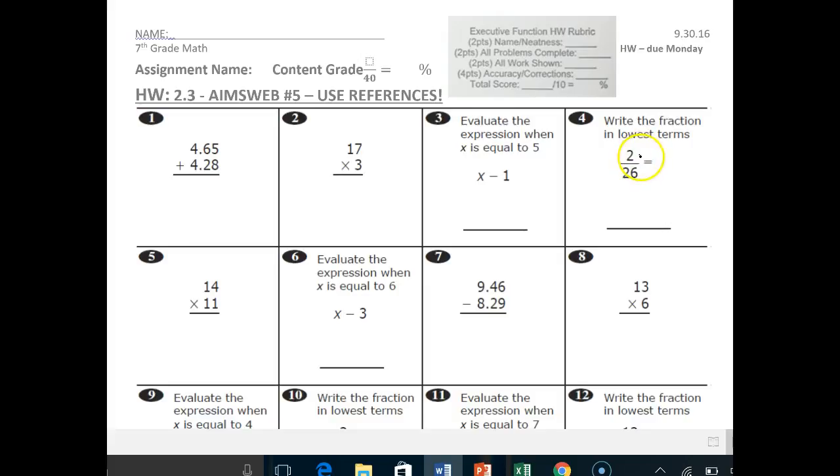These are both even numbers. That means I can divide them by 2. Anything that ends in 0, 2, 4, 6, or 8 is an even number that can be divided by 2. So, 2 divided by 2 is 1. 26 divided by 2 is 13. So, you get 1/13. Please circle all your answers today.